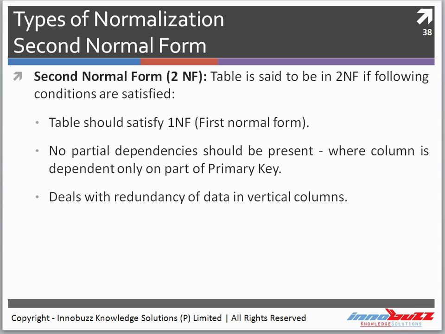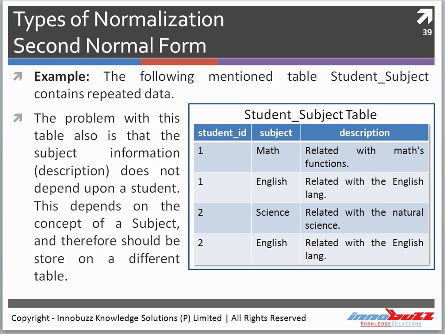Second normal form, 2NF. A table is said to be in 2NF if the following conditions are satisfied. The table should satisfy the 1NF, no partial dependencies should be present, and it has to deal with redundancy. Let's see the example. The student subject table contains repeated data vertically. Also, the subject information does not depend upon a student. It depends on the concept of a subject.